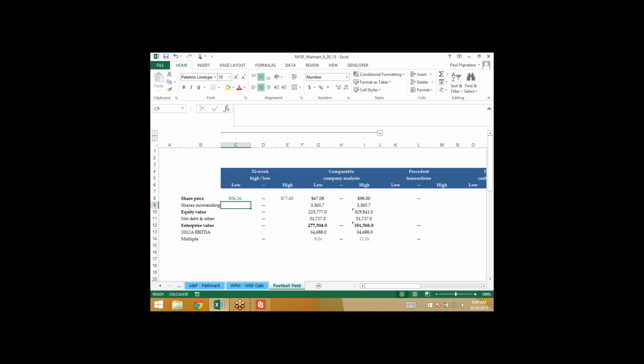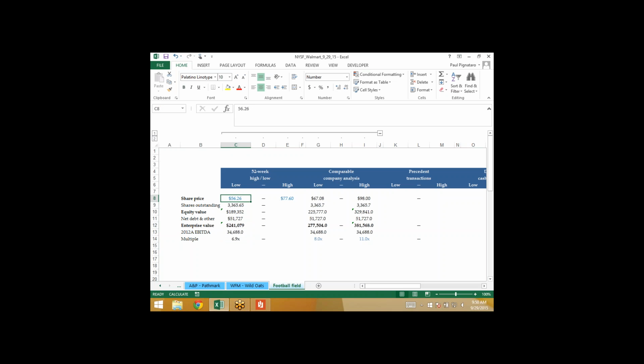Okay, we're now going to do the reverse of what we did with comps, and back into the multiple. What's the implied multiple based on the stock price? So we're going to pull in the shares outstanding and multiply. Share price times shares outstanding is the equity value, of course. And now we add net debt to the equity value to get enterprise value. And then we divide enterprise value by EBITDA to get the implied multiple.